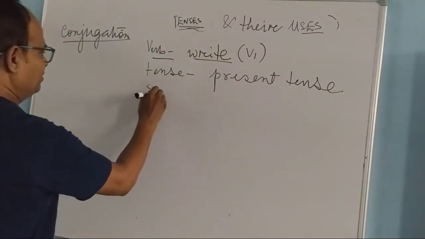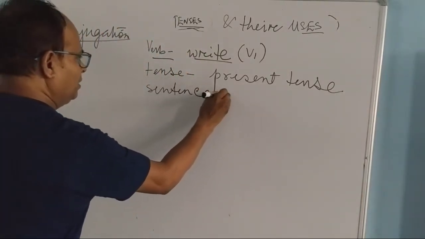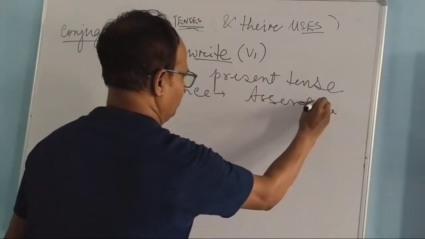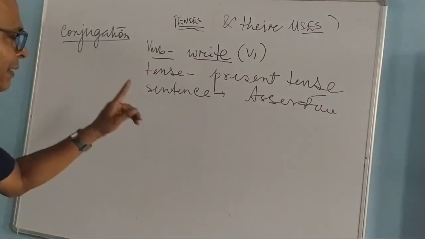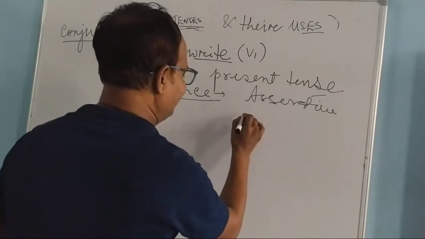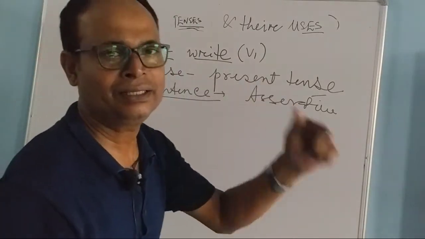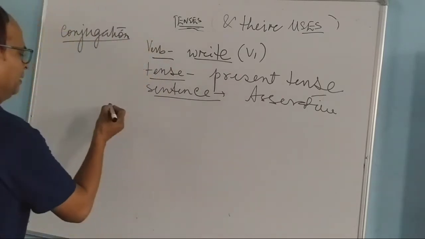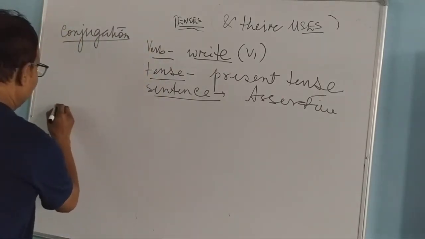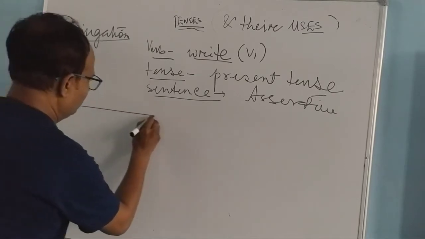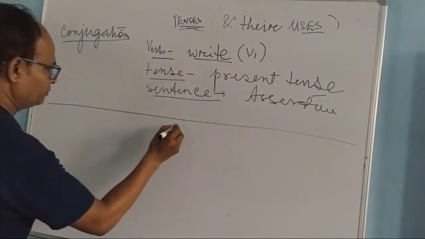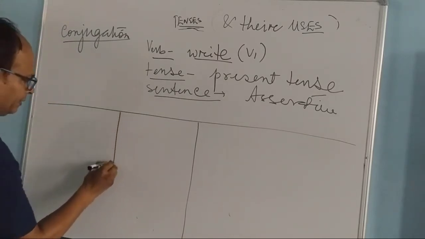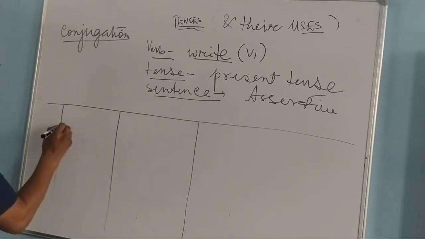So, what will be the sentence structure? The sentence will be assertive. Now, assertive sentence means what? A sentence where the ending is a full stop. Therefore, we will see now. I am going to make the table. You will also make the table. I have made two parts here. Again another part. Again another part.